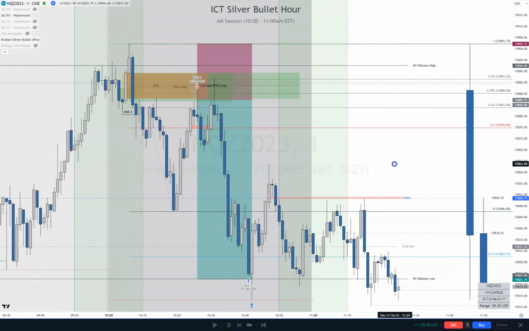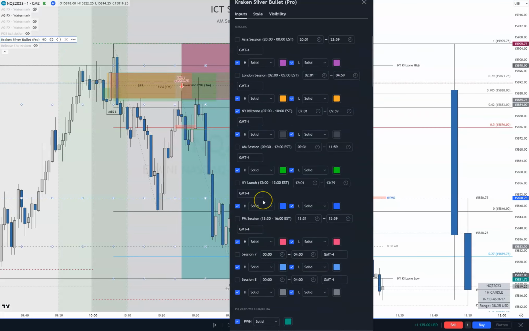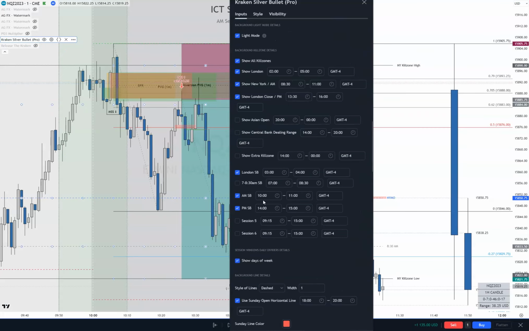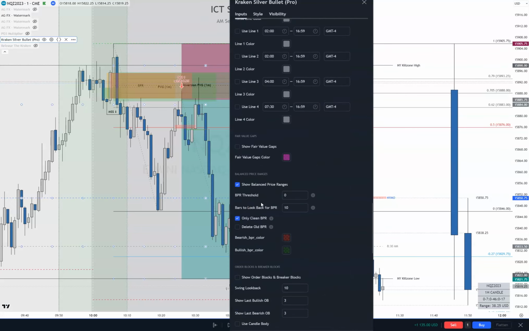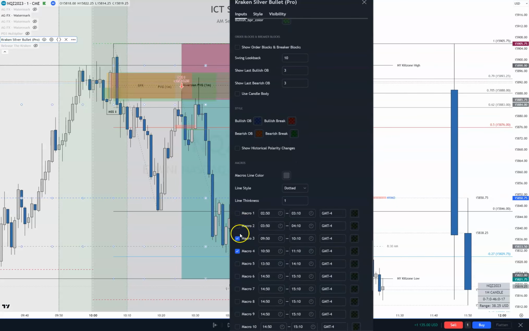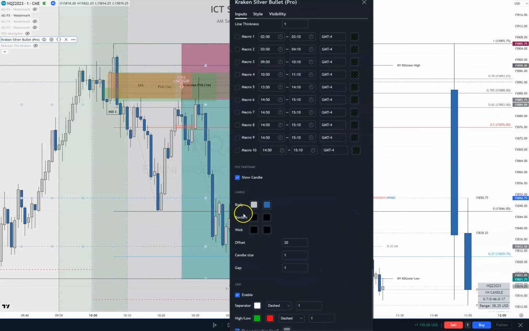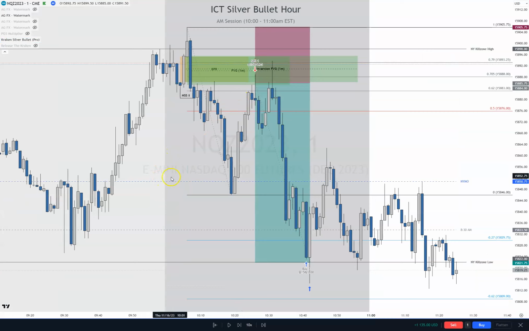Okay, so let's remove some of this stuff. This is your power of 3 candle, and these are your 2 macros that I have highlighted, and then the balanced price range. So let's take all that off so we can discuss what happened here. Just remove the balanced price ranges. Take off the macros. Let's take off the power of 3 candles.